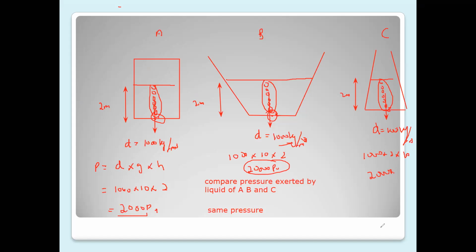So this calculation shows that the pressure exerted by the liquid does not depend on the size or the type of the container. It depends on the depth and the density of the liquid. So you may have a small container or a large container, but the pressure exerted by the liquid does not depend on the shape or the size of the container.